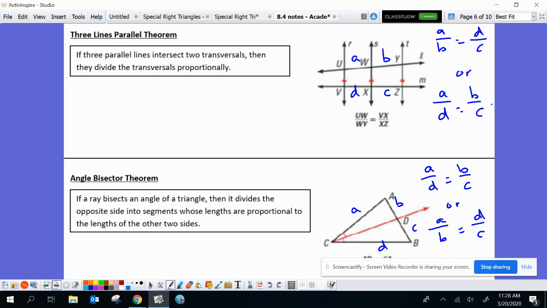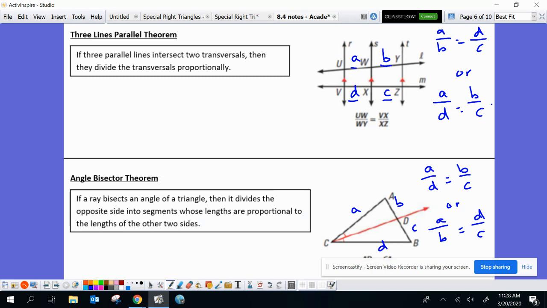Then the final 2 theorems we talked about, the 3 lines parallel. If we have 3 lines parallel indicated by the red arrows, cut by 2 transversals, that creates 4 pieces, A, B, C, and D. So you can go down the line, A over B equals, go back to the left, D over C, or A over D equals B over C over the top. As long as you stay consistent, that will give you something that works.